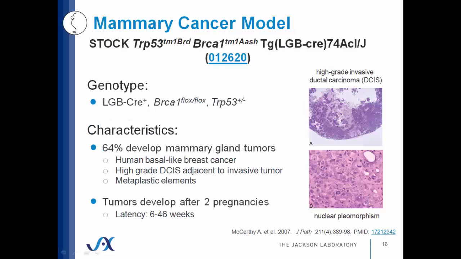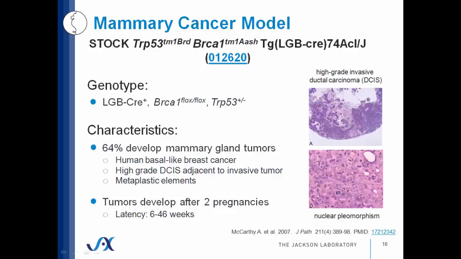So in addition to having different mouse strains that can be crossed together to create cancer models, the Jackson Laboratory has also imported some mouse strains that already carry multiple mutations and Cre transgenes together to work as cancer models, as in this example of mammary cancer, in which these mice carry a LoxP-flanked BRCA1 allele. BRCA1 is a gene in humans that is very frequently found to be mutated in female patients that develop mammary tumors.